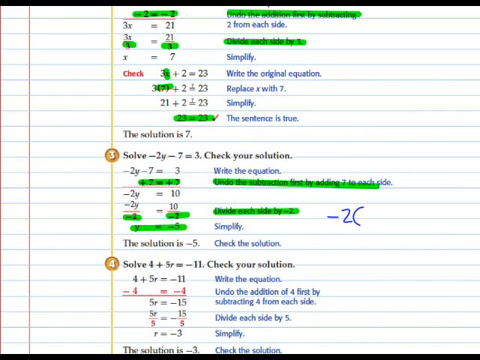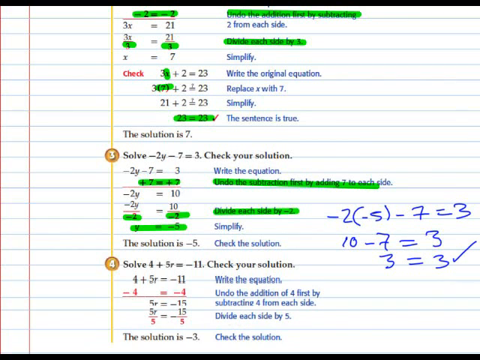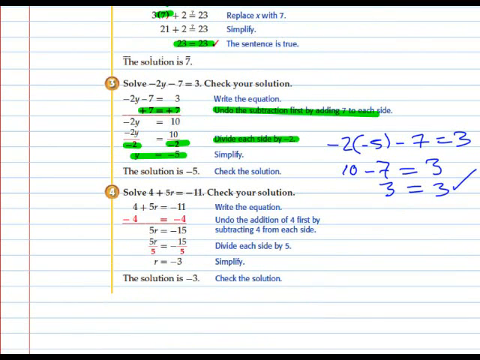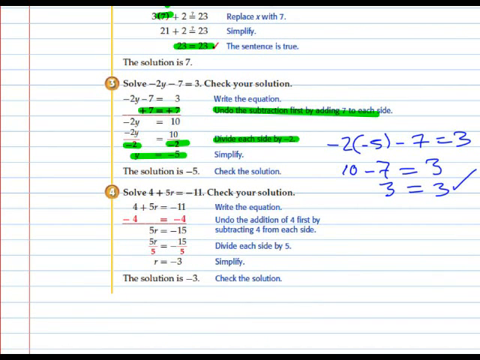If I check the solution, I would simply replace the y with negative 5 and simplify 10 minus 7. Does that equal 3? In fact, it does. So my solution checks.